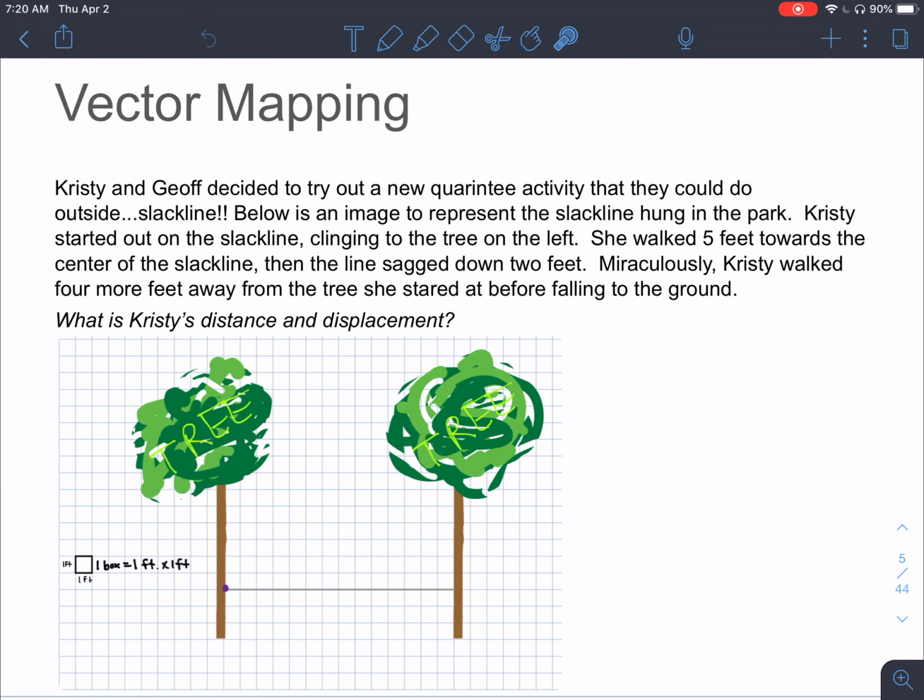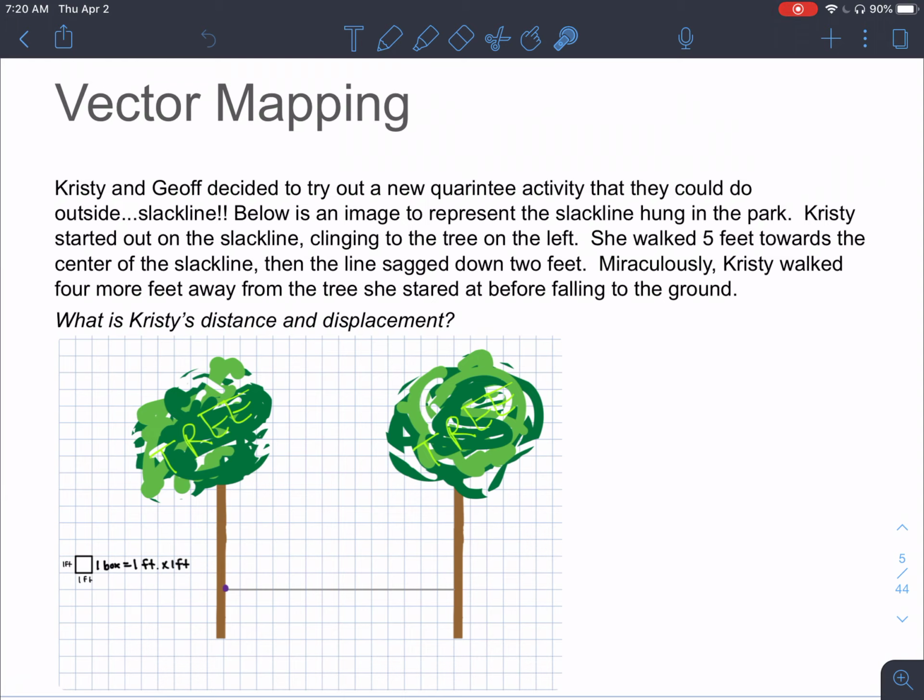All right, here is a vector mapping practice problem. So Christy and Jeff decided to try out a new quarantine activity that they could do outside, slackline. Below is an image to represent the slackline hung in the park. Christy started out on the slackline, clinging to the tree on the left. So this one right here, and I made a little purple dot. She walked 5 feet towards the center of the slackline.